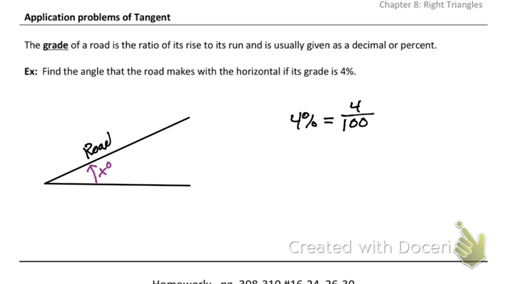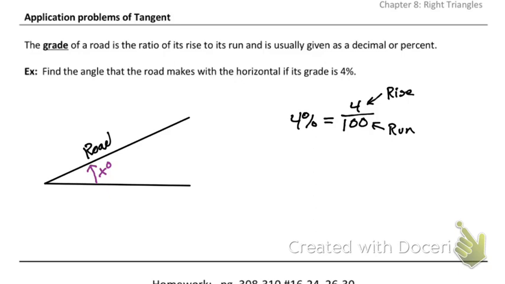That's also what decimal means. 0.04 means 4 over 100. Everything goes back to fractions. We just have an easier way to write it than having to write a giant fraction every single time. So anytime you see percents, you should think about a fraction. So 4% really is 4 over 100. And it says that the ratio stands for its rise to its run. So that means that 4 is actually the rise, and that 100 is going to be our run.